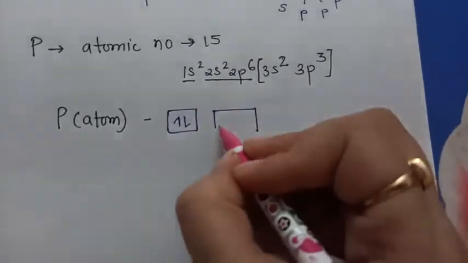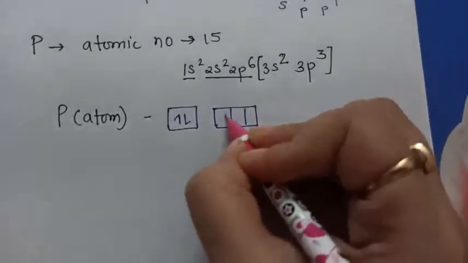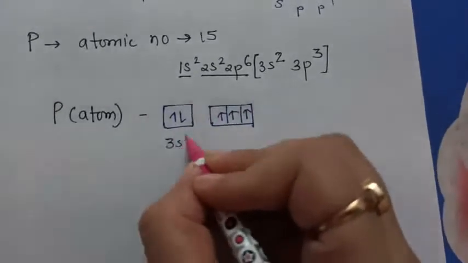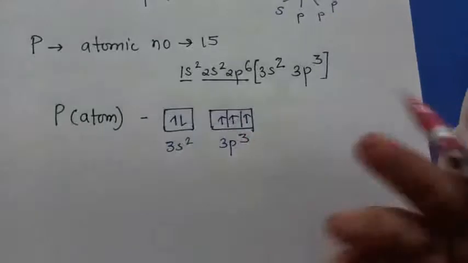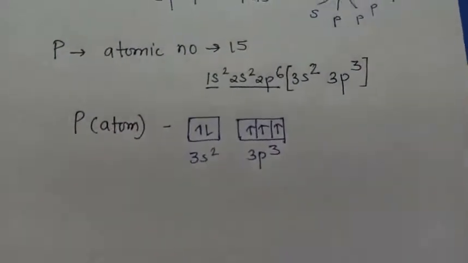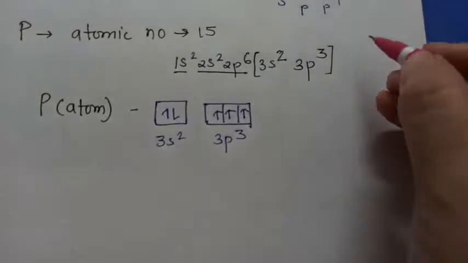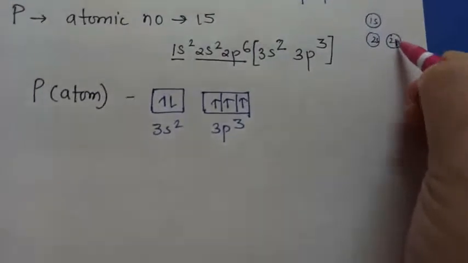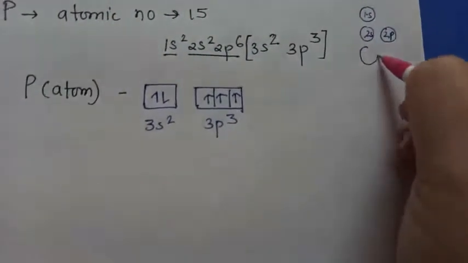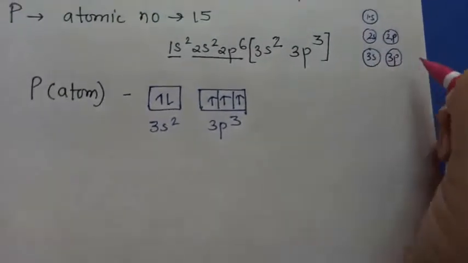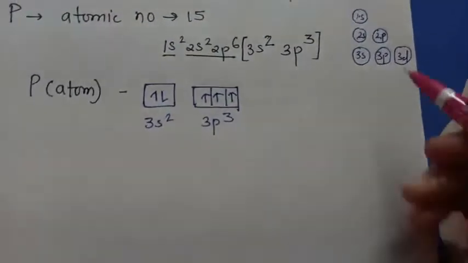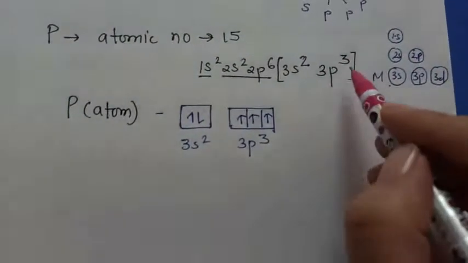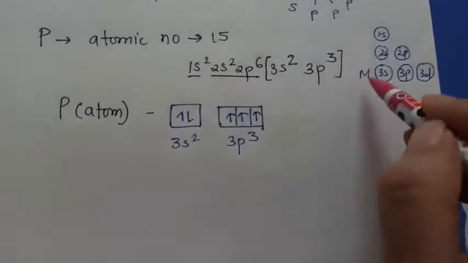So this is your 3s2, this is your 3p3, right? Now you know one more thing, always you have to remember. If I draw the Aufbau diagram, this is 1s, 2s, 2p, so first level, second level. And at the third level, 3s, 3p and 3d is also available. So K, L and M shell. The last electron of phosphorus has entered in 3p and the 3p lies in M shell.